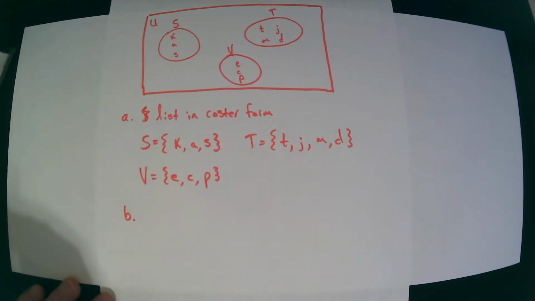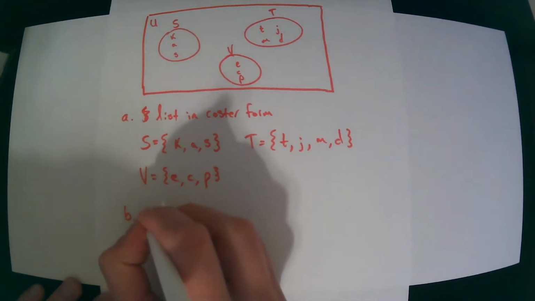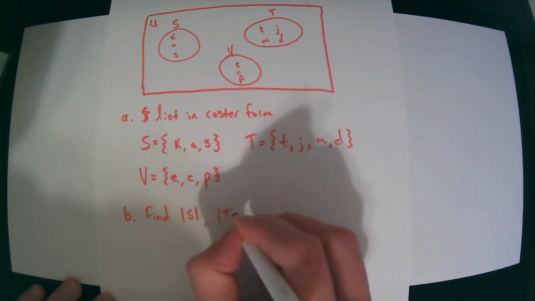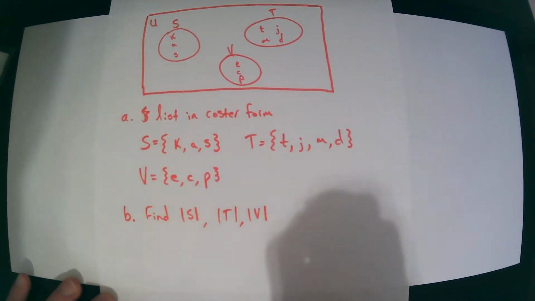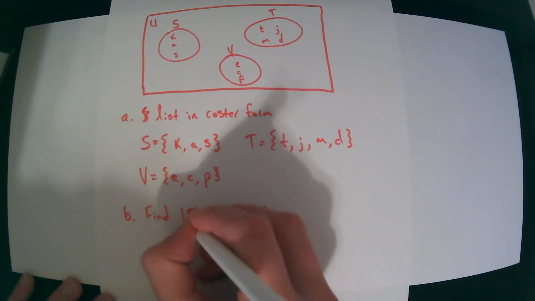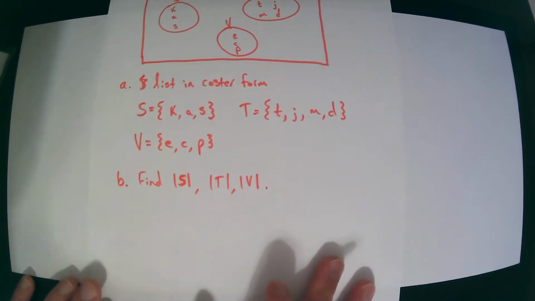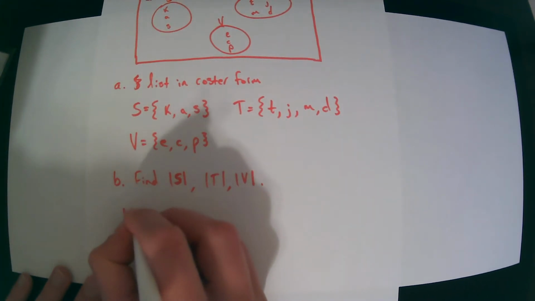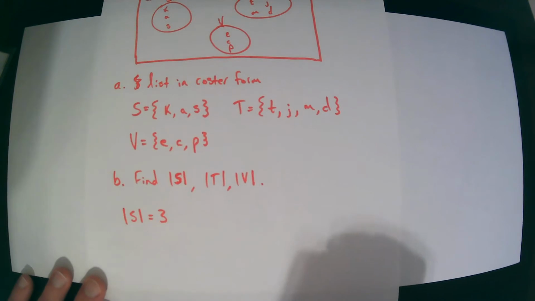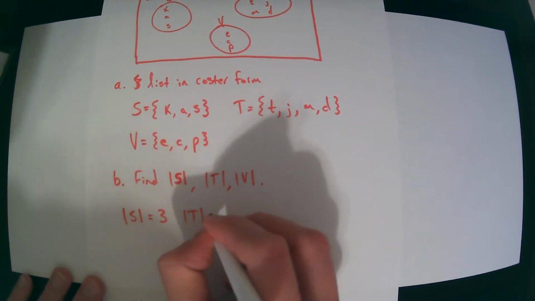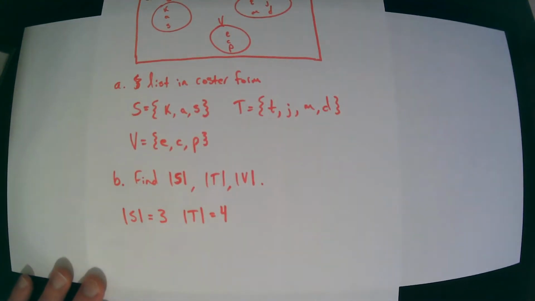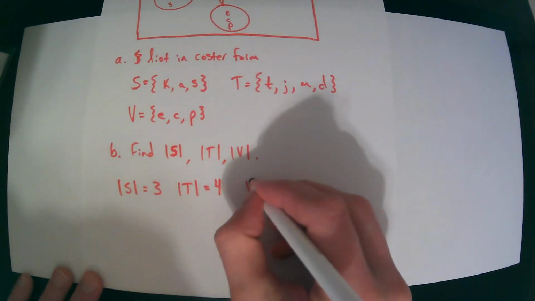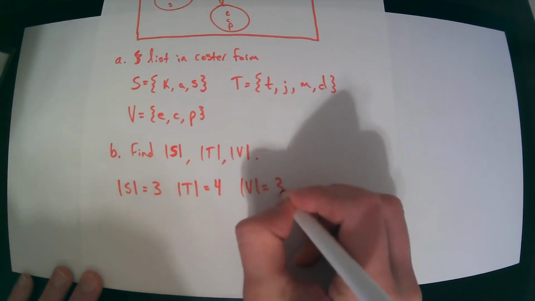Okay. B says to find the cardinal number of S, the cardinal number of T, and the cardinal number of V. So that's a capital S there. The cardinal number, but remember all that means is the number of elements in each set. So the cardinal number of S is equal to 3. The cardinal number of T is equal to 4, because there are 4 letters. 3 letters in S, 4 letters in T. And the cardinal number of V is also 3, just like S.